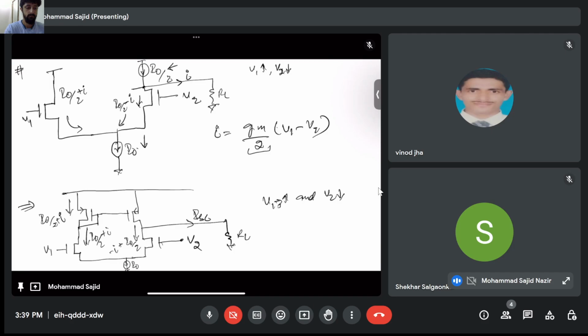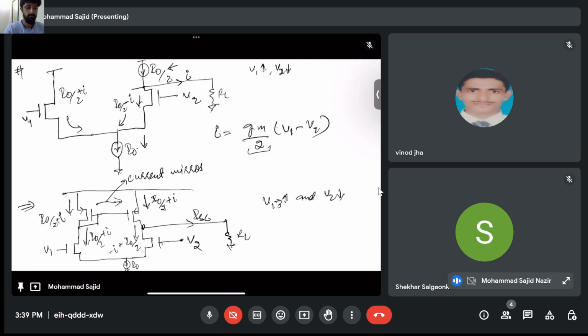Because in the same branch, there cannot be different currents flowing. So in this transistor again, there will be I naught by 2 plus I. And now it is mirrored here, current mirror. So now is the use of current mirror here. There is a current of I naught by 2 plus I flowing here, so in this branch as well, there will be a current of I naught by 2 plus I. The condition is the transistors should be identical.